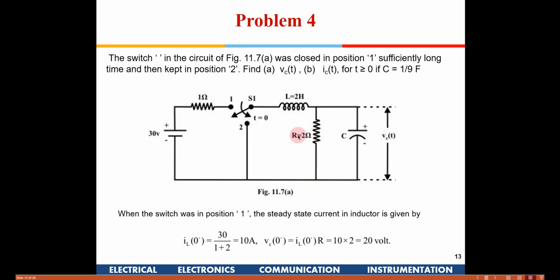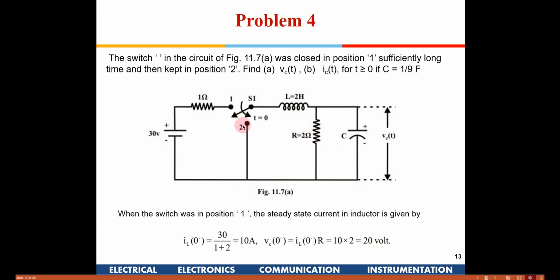So 10 amperes is the current flowing through this inductor, and the voltage across the capacitor will be whatever is the voltage across the 2 ohm resistance. Since there is no voltage across the inductor, you can just multiply the current, which we have already found, 10 amperes, into 2 ohms, giving 20 volts. So this is the initial voltage across the capacitor.